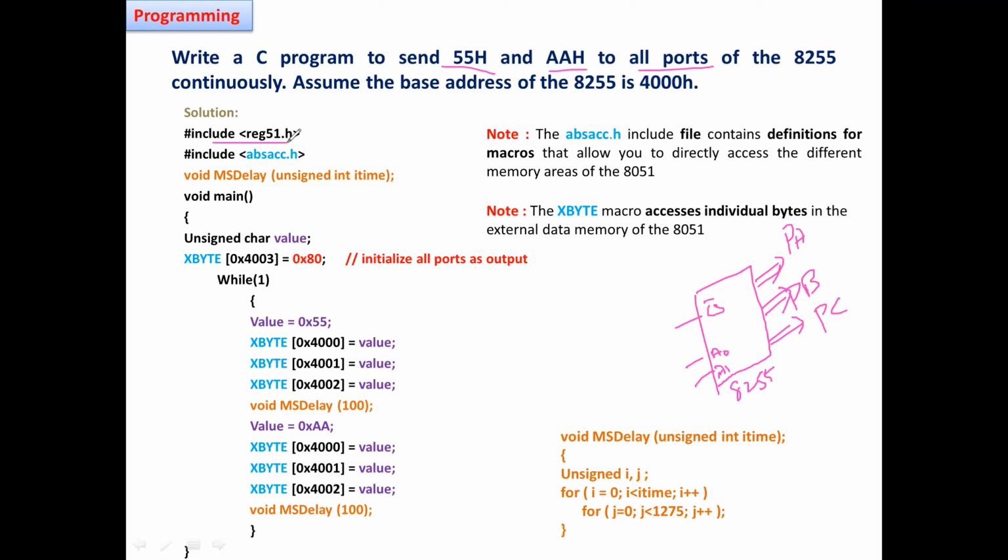I'll start with the header file. I use one file, I'll tell you what this file is. I'm going to use a delay. In the main function, I'm just initializing a character type variable with a simple value.